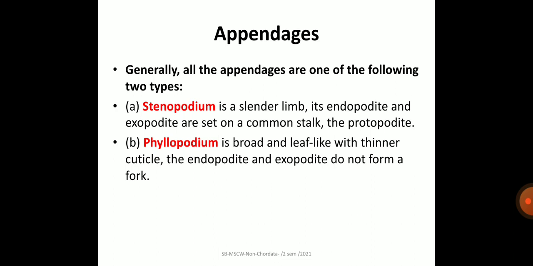Let's talk about the different types of appendages in case of Palemon. Generally, all the appendages are one of the following two types. The first one being stenopodium, which is a slender limb. Its endopodite and exopodite are set on a common stalk, the protopodite. The second type being phyllopodium, which is broad and leaf-like with thinner cuticle. The endopodite and exopodite do not form a fork.